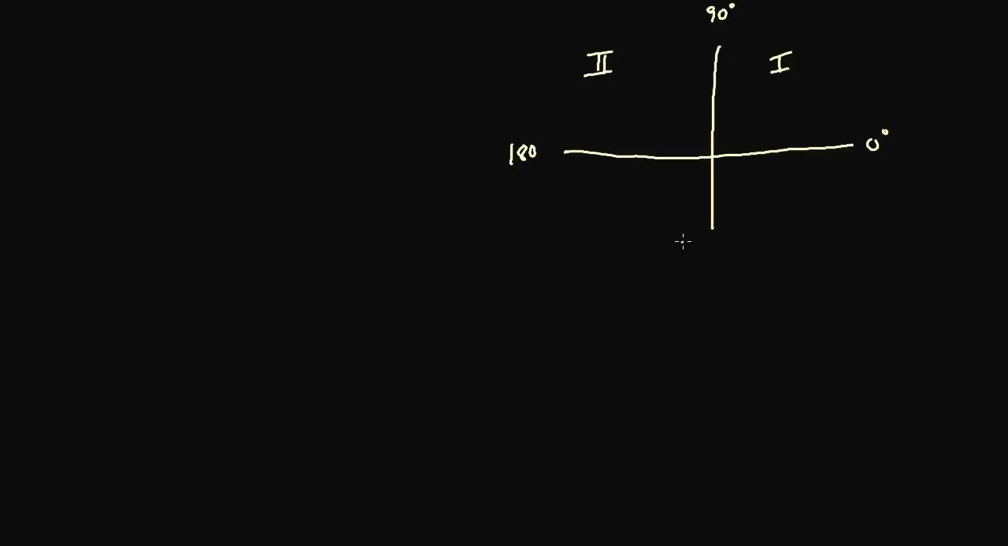Then from 180 degrees to 270 degrees, we call this the third quadrant. Here x is negative and y is negative. From 270 degrees to 360 degrees, we call this the fourth quadrant. And in the fourth quadrant, x is positive and y is negative.